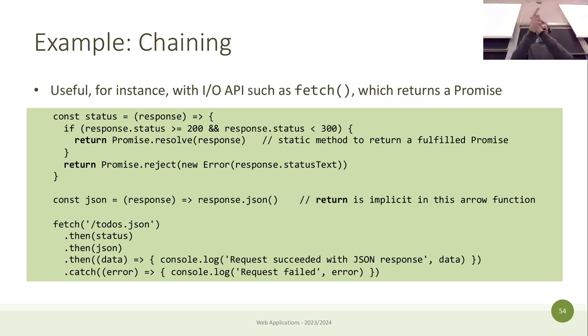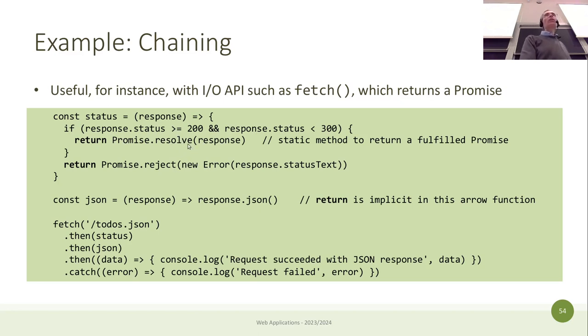You write dot then, dot catch, and you attach your code, and your code will be executed once you have the result. The fetch will fulfill the promise with the value that is being loaded from the server. And if there's a problem, it will reject the promise and you will execute the code in the catch. So just to have a look at some code, you see fetch returns a promise, then status. Status is a function. Remember, we just need to pass a reference to a function. We can define the function wherever we like. Status has been defined here. If the response is fine, return a resolved promise, otherwise a rejected promise. That's another way of returning a resolved or rejected promise.